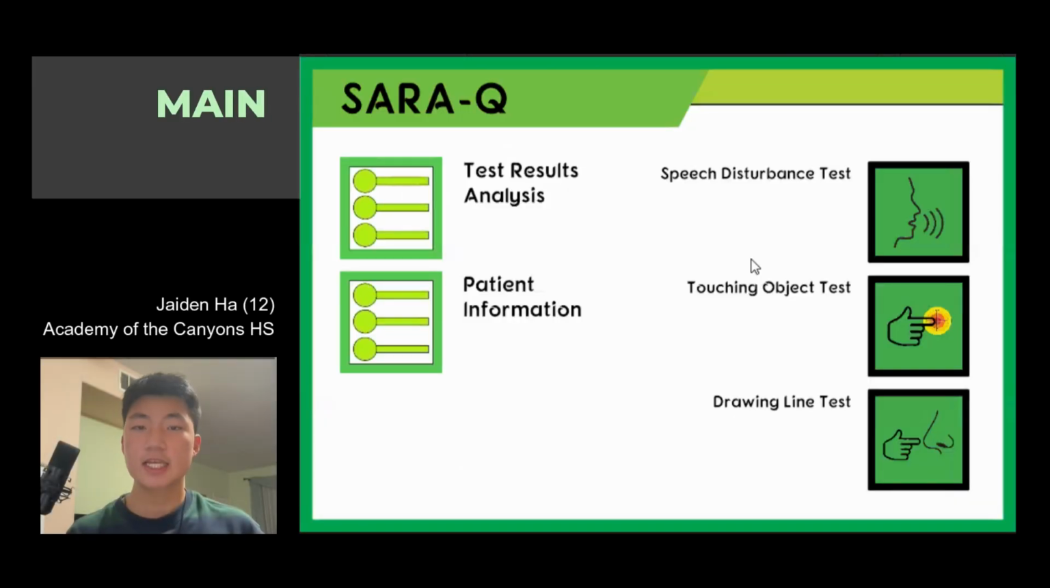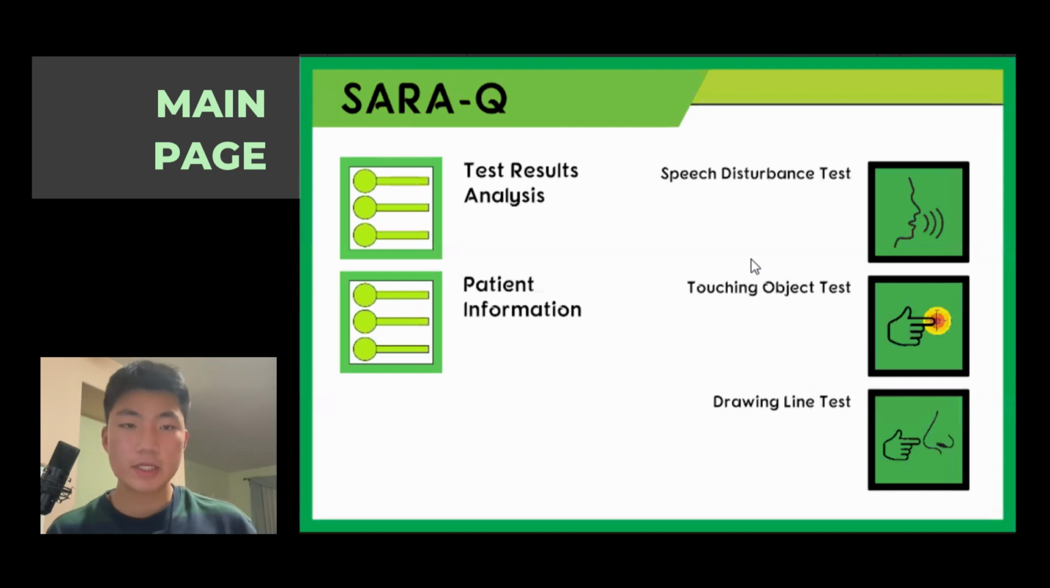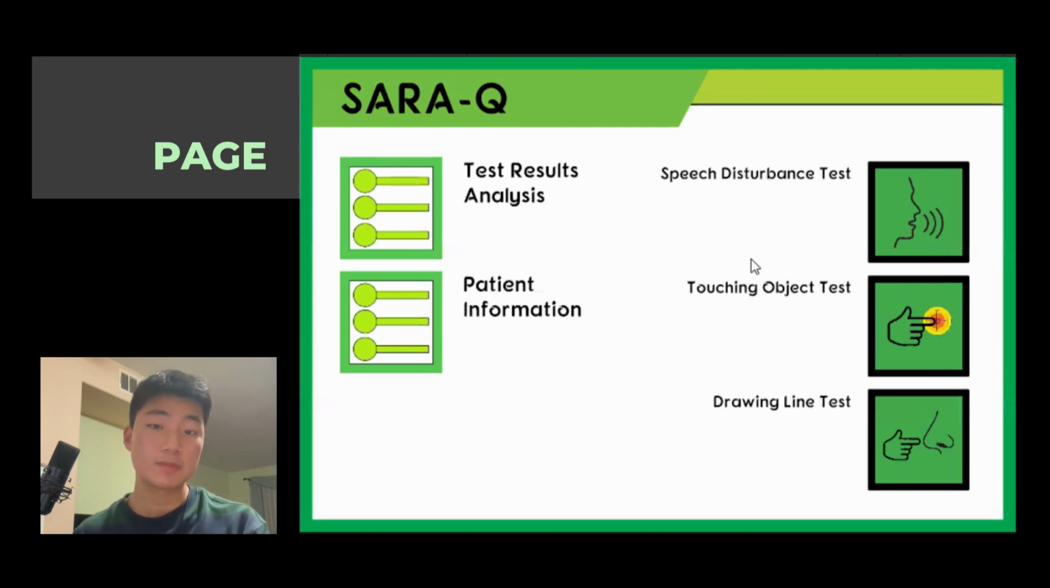Before we get into the tests, these are our two main pages that are very necessary for the functionality of our app, as well as ensuring that the data that our app collects is accurate. So the patient information page will hold all of the patient's personal information as well as their medical details, and the test results analysis page will hold all of the patient's results from past assessments.